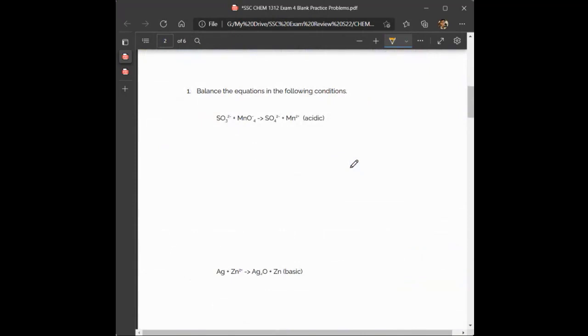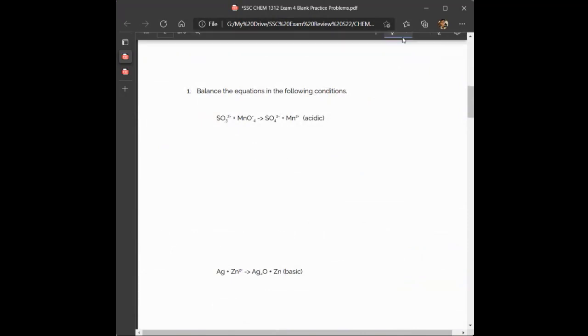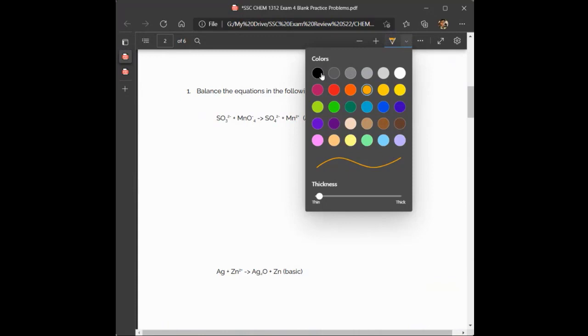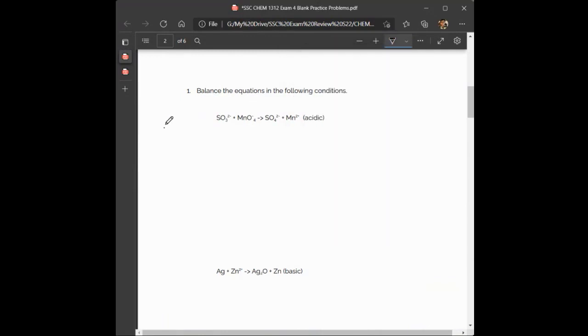Okay, so let's move on to the next one. These problems are kind of long, so if you have any questions or want me to stop anywhere, just let me know. We're given balanced equations under the following conditions. The first step I would do is try to identify your half reactions.